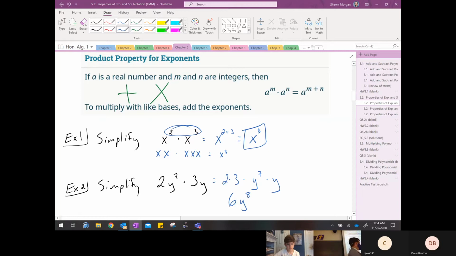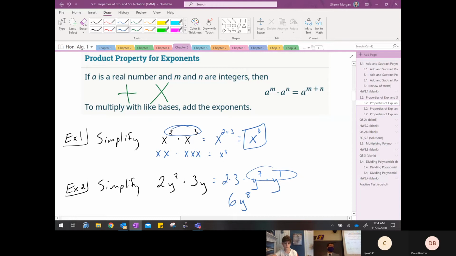Now you say 8, and I agree with you, but somebody explain to me where the 8 came from. Why the 8, Paul? All right, and we add the exponents because those two bases were being multiplied.